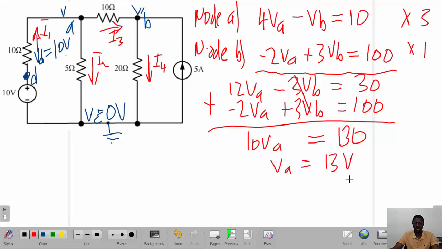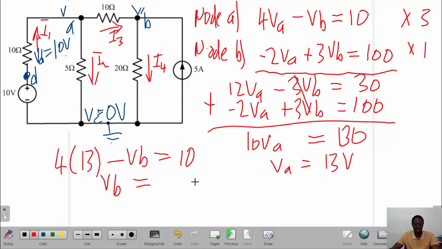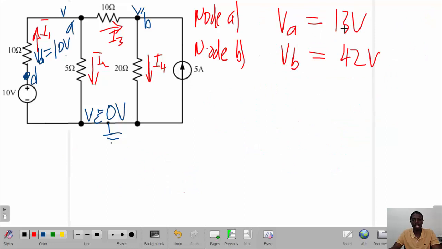Then we replace this in one of the equations. For the first equation, VA, which is now 13, minus VB must give us 10. So VB, if you calculate here, will give us 42 volts. Finally, we find VA equal to 13 volts, VB equal to 42 volts.